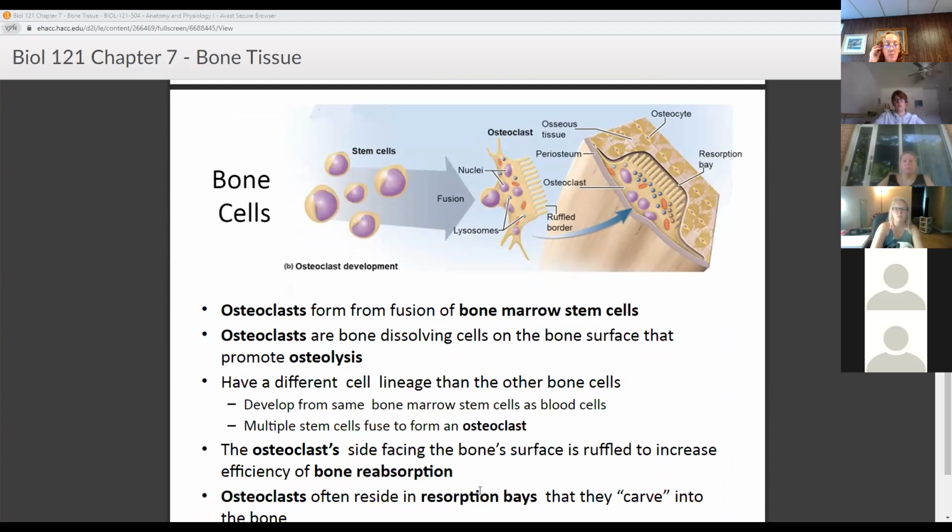Osteoclasts in comparison, they don't come from the osteogenic cells. So osteoblasts become osteocytes. Osteoblasts come from osteogenic cells. Osteoclasts are actually formed from the fusion of multiple bone marrow stem cells. Remember, those are the hematopoietic cells. So osteoclasts come from bone marrow stem cells or hematopoietic cells.